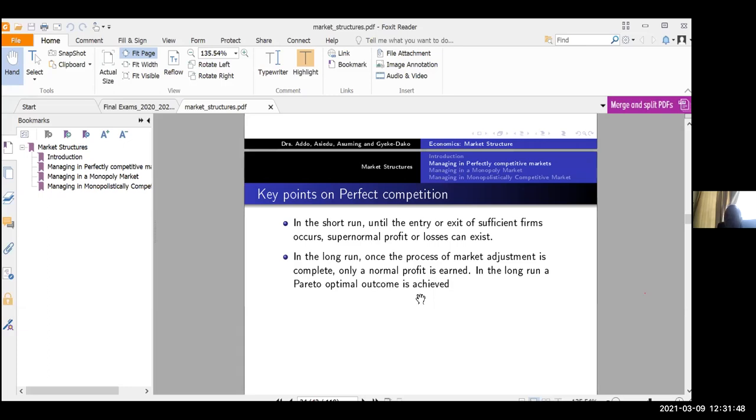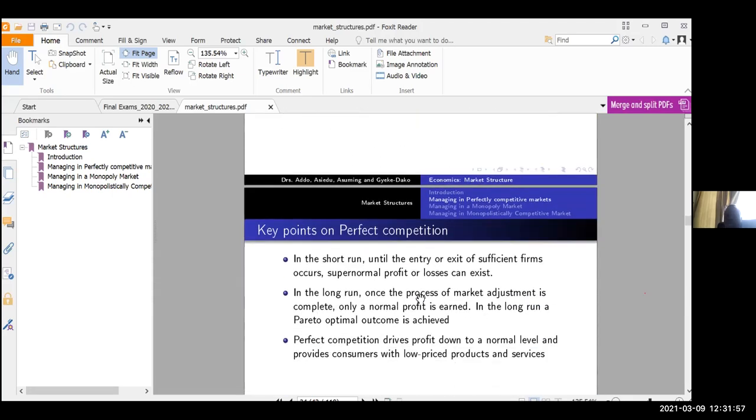So in the long run, you have to be optimal. That is the maximum you can produce. So you have to reach your optimal point. Perfect competition drives profit down to a normal level. Lots of firms will enter and therefore provide consumers with low price products.